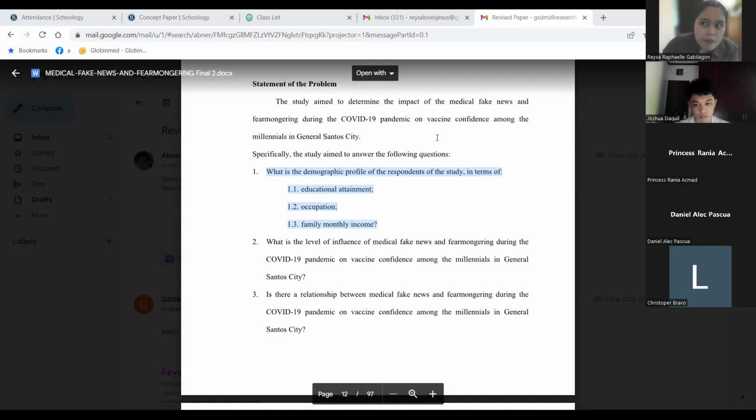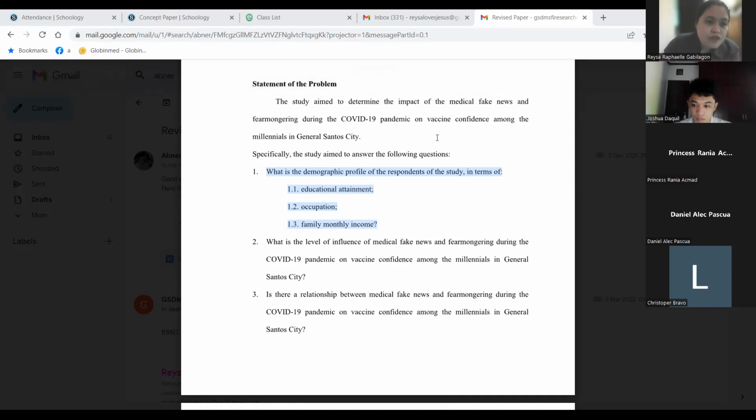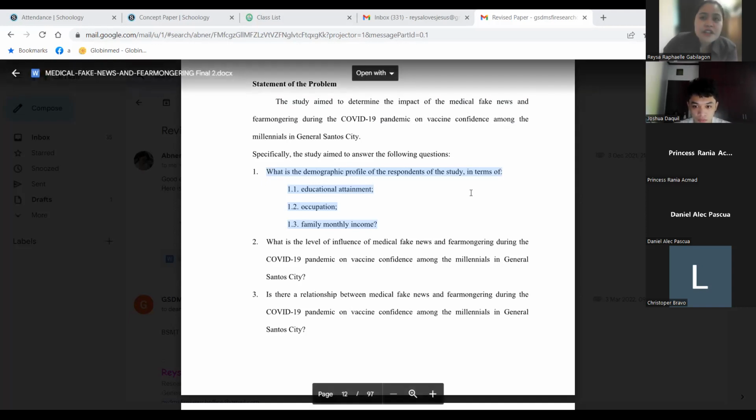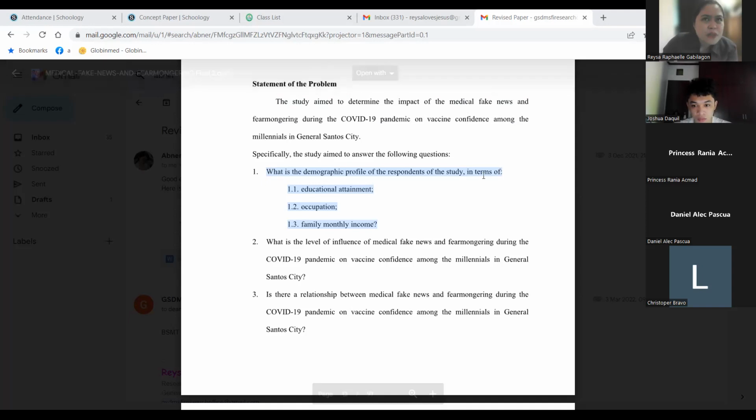The scope and the limitations of your research. For most of the time, 3 questions are enough. Merong mga research actually na hindi mahaba yung research. So may mga research tayo sa school na 2 lang yung statement of the problem kasi yun lang talaga yung gusto nilang sagutin in their study.